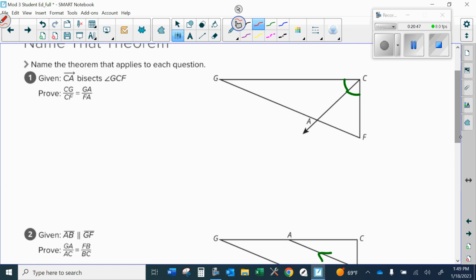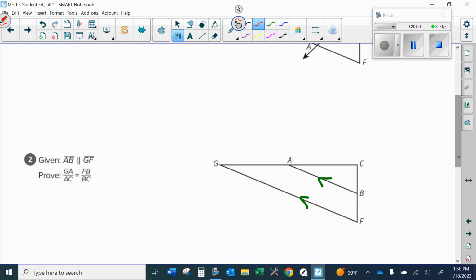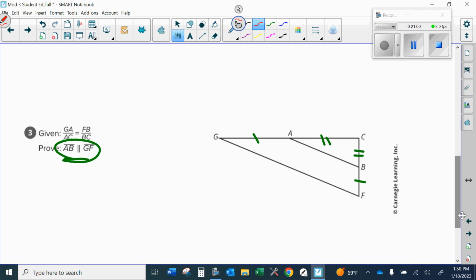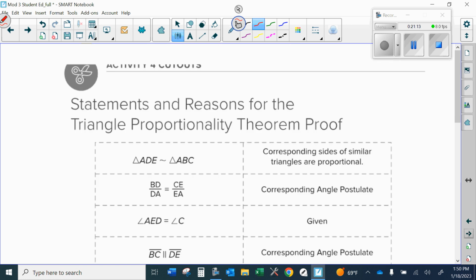It says name that theorem. Okay. Here's a triangle proportionality theorem. Notice it didn't tell me AB. I mean, A is the midpoint, B is the midpoint, so it can't be the triangle mid-segment theorem. Here we're trying to prove that they're parallel, so therefore these ratios must be the same ratio. Okay. That's the converse one.